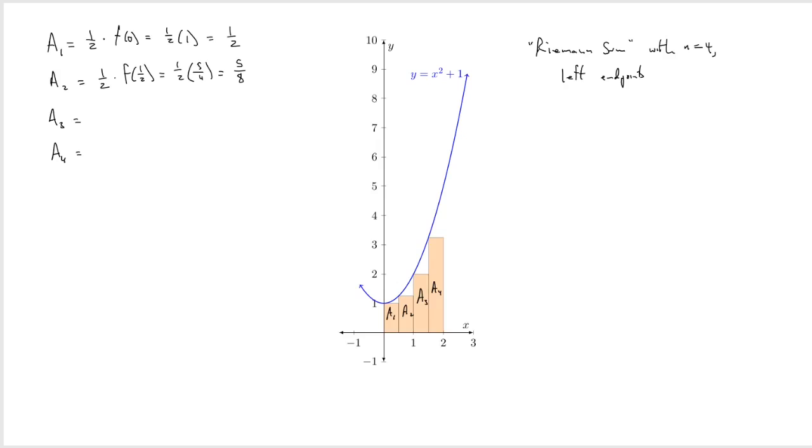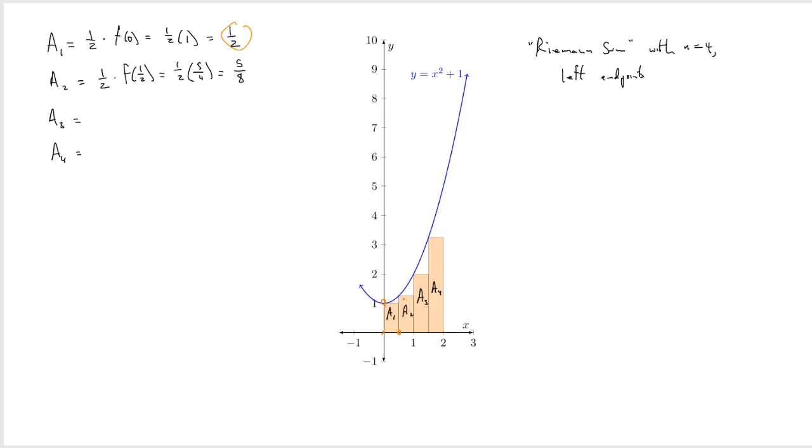For example, the area A1 is width times height, because it's a rectangle, and the width of each of these rectangles is 1/2. And so it's 1/2 times the function value at 0, the left-hand endpoint. And f of 0 is 0 squared plus 1, or 1. And so we get 1/2 times 1, and A1 is equal to 1/2, or the area of this first rectangle, 1/2.